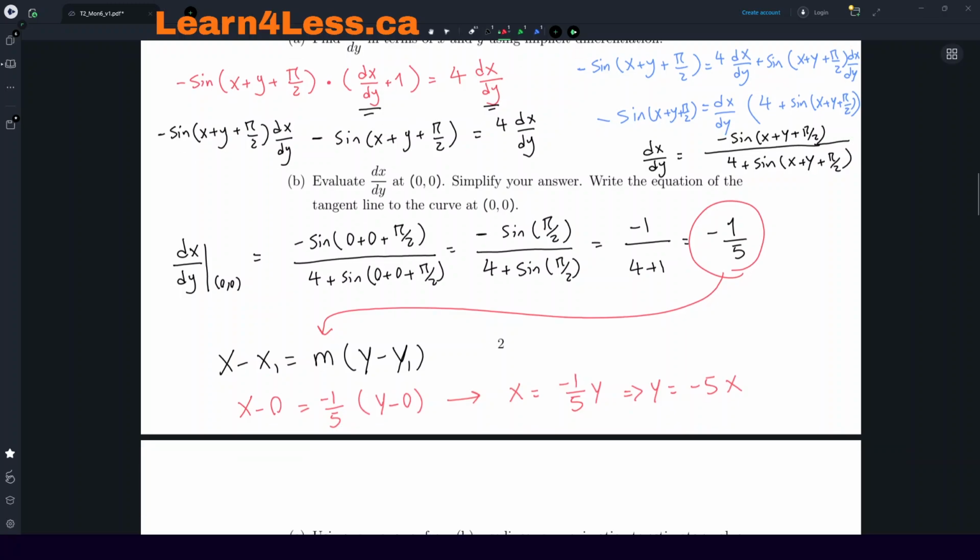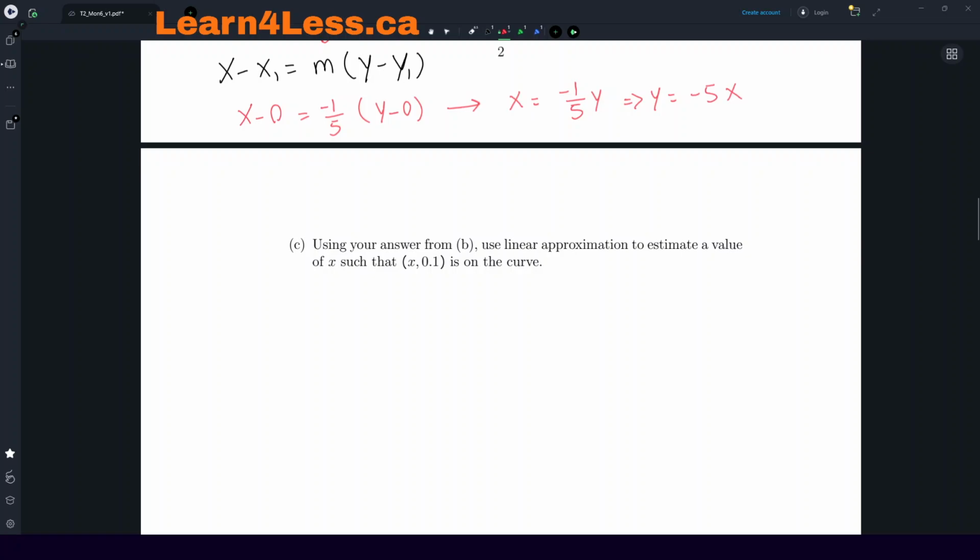Okay, so let's move on to part C. Using the answer from part B, use linear approximation to estimate the value of x such that this is on the curve. Okay, so basically they are saying approximate this x because we are doing linear approximation if y is this. Linear approximation and equation of tangent line are the same thing, they are identical. So it really doesn't matter which of these two you are using. I can use both of them, any of them you like.